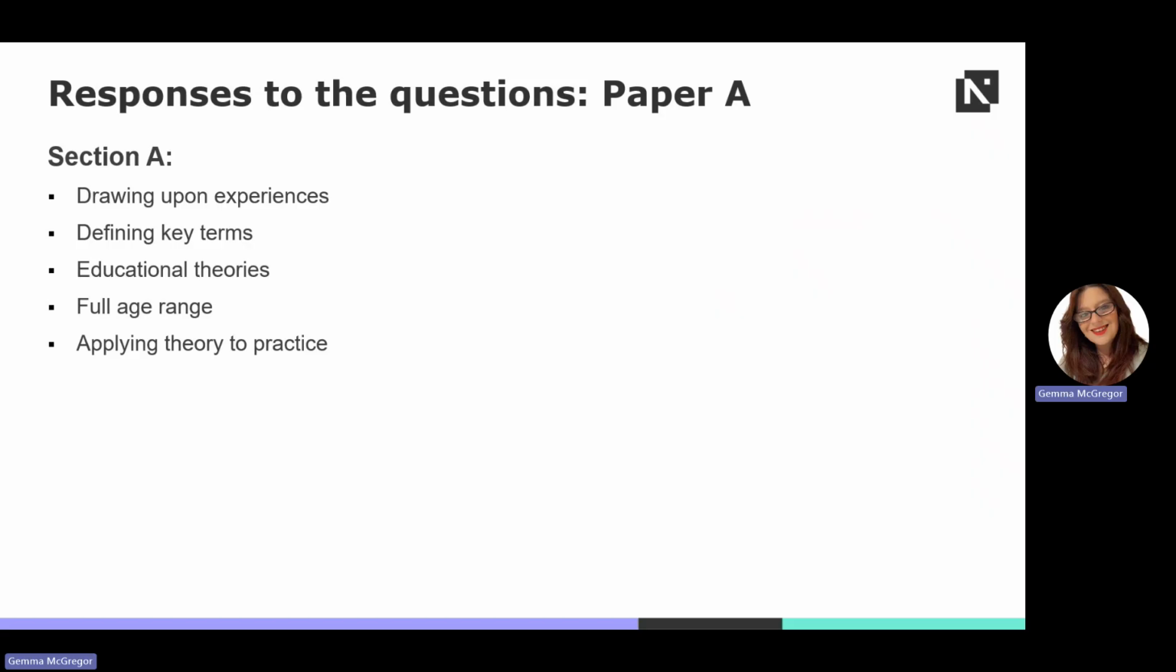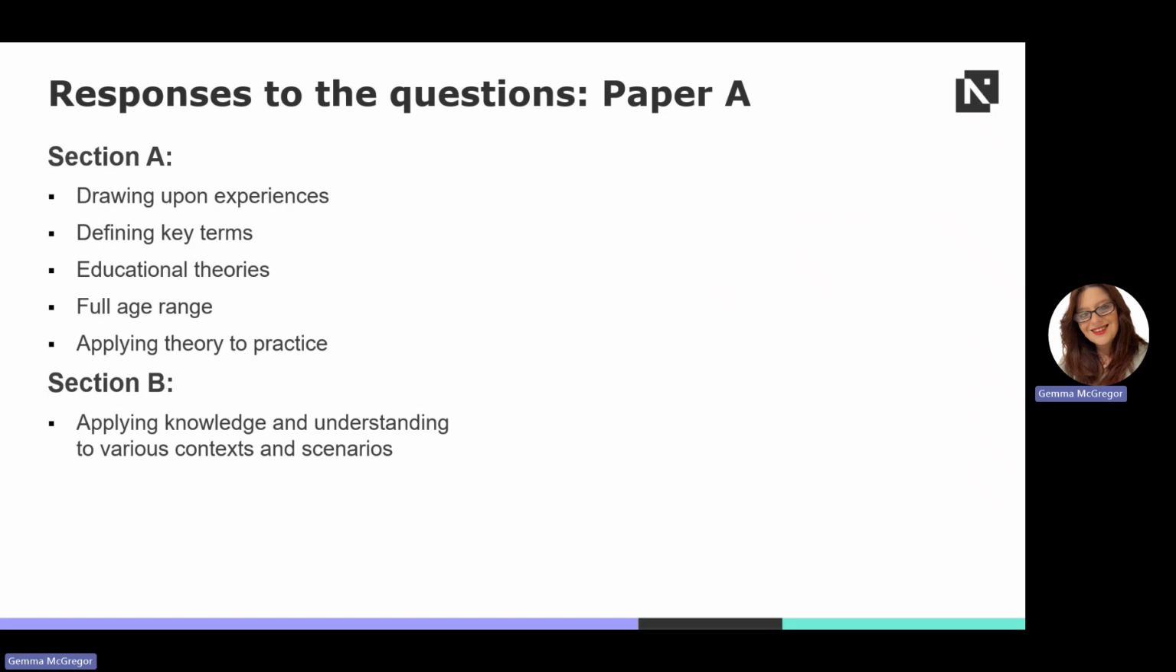The final point relates to applying theory to practice. Generally, students were able to relate their answers to theory and gained higher marks when the theory was applied to and developed into application, whilst also demonstrating the ability to make reasoned judgments.